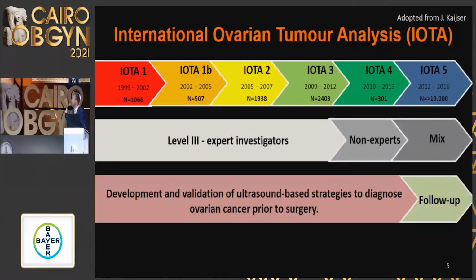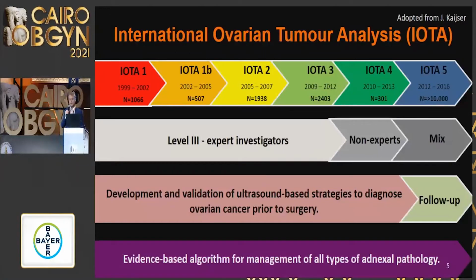But then IOTA phase 5, and I will show you some results, was a really novel phase, which was not only collecting patients for surgery, but also patients in conservative management. So based on the results of IOTA phase 5, we will be able to show you the risk that a patient with a cyst that looks benign will in the end have a malignancy, or the risk that the patient will have a torsion of the cyst or a rupture. So that is really a novel finding from this study, IOTA phase 5.